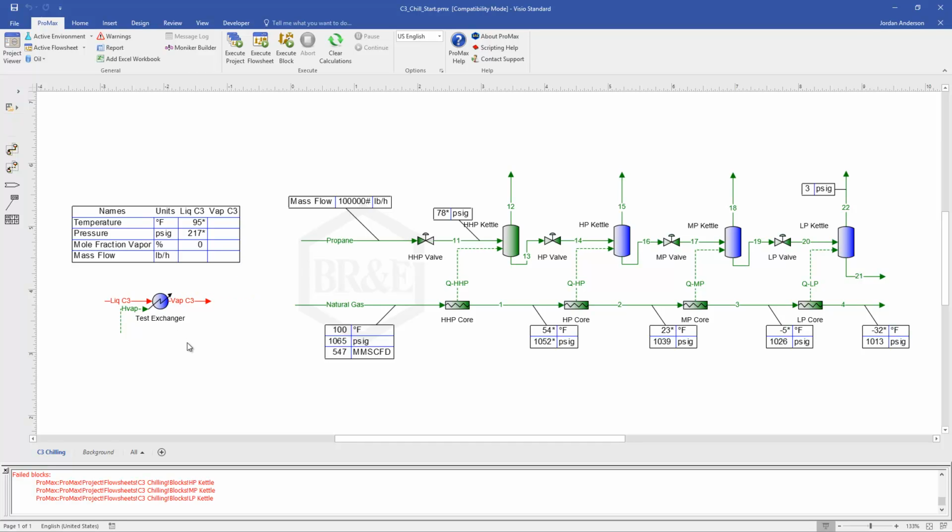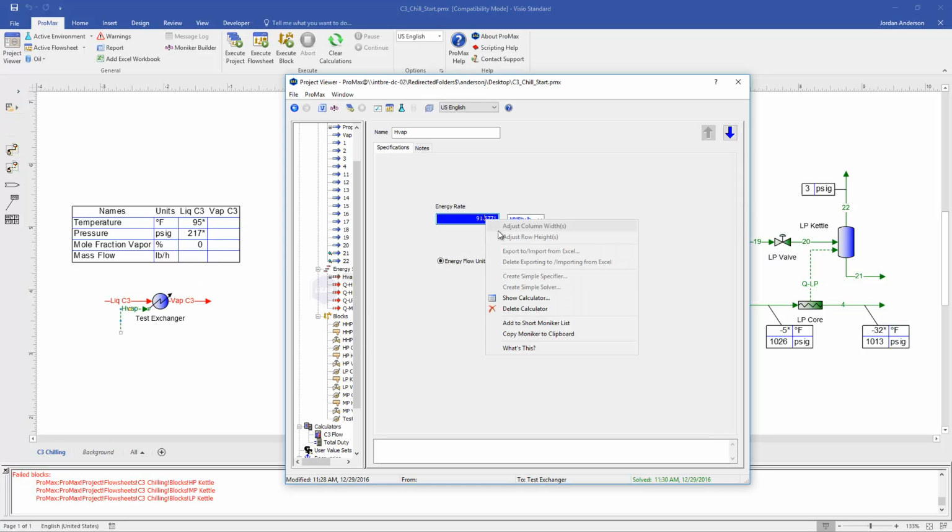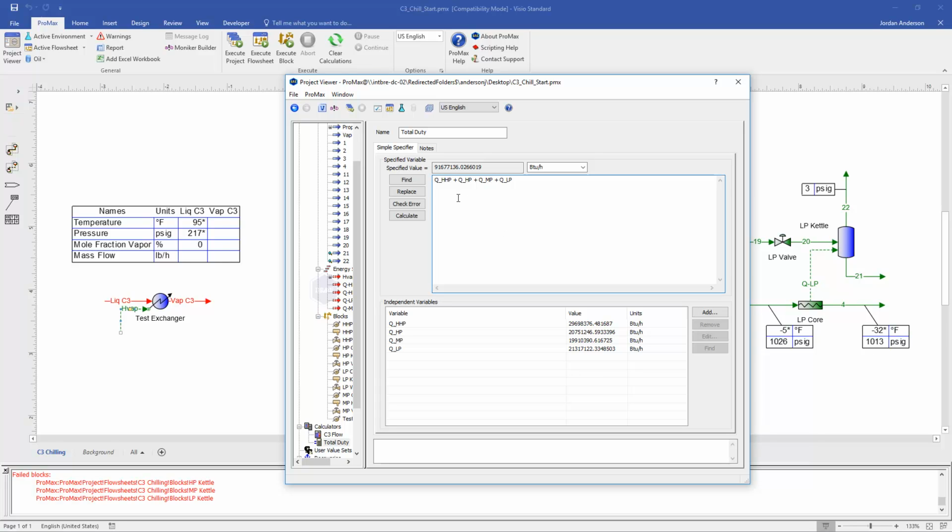What I'm doing here is I'm first recognizing that I do know the total amount of duty that I require for my propane chiller. The total duty would be the summation of the 4 duties from these 4 core exchangers. So over here in my test exchanger, first off, in this energy stream, if I open that up, you'll see that I've put a specifier here. What that specifier is doing is just summing up those 4 energy streams, and so now this is my total energy, or the total duty required.